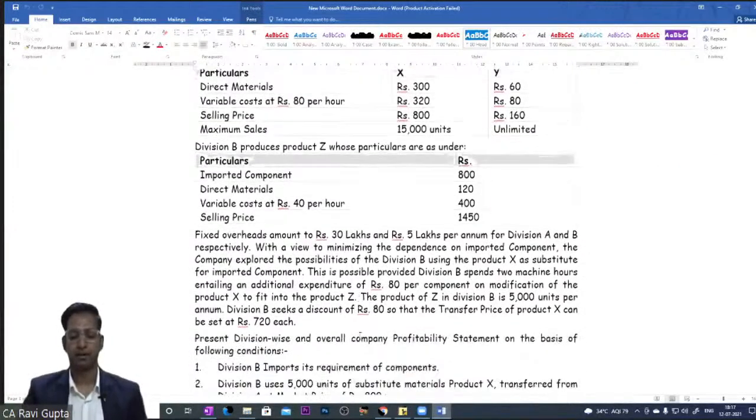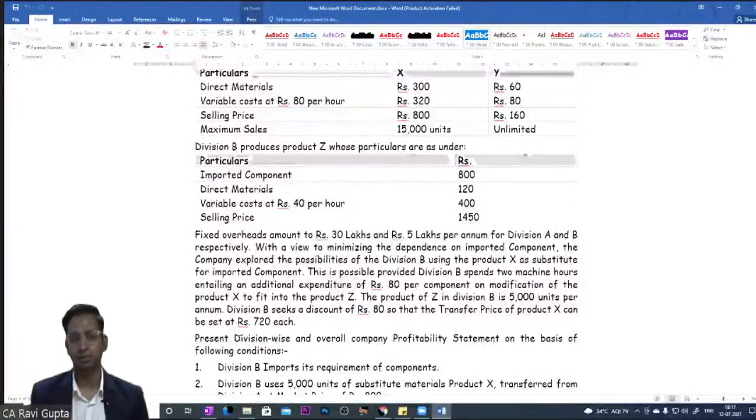Okay. Now, why are we doing this question? You might be thinking that in a previous session we have done this type of question, so why are we doing this question again? The reason is that the requirement of the question is completely different.